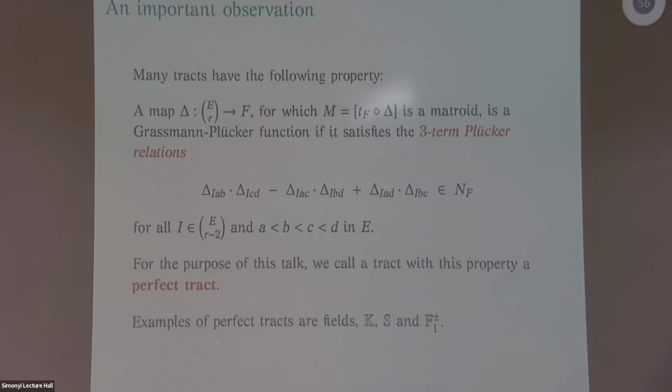Let's say good tracts, for this talk, we call them perfect tracts. It's really a different definition which implies this property, but let's not go into that. And examples of perfect tracts are all fields, which is not totally easy to prove, but they're perfect. So this means if we look at representation, we only need to check three-term relations in the null set. So there's an A minus B plus C, just three additive terms.